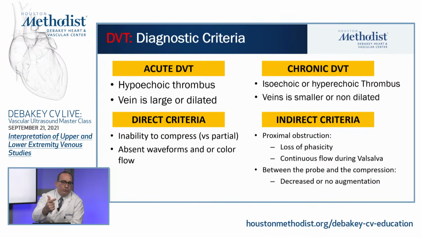Partially, or you cannot compress the vein at all. That's certainly a direct criteria of a thrombus. Another direct criteria is absence of waveforms and/or color flow. The problem with the waveforms is you really need to get your windows down. You cannot have your windows at 30 for your color.